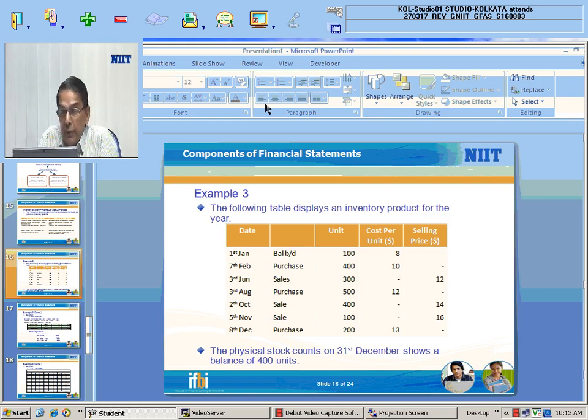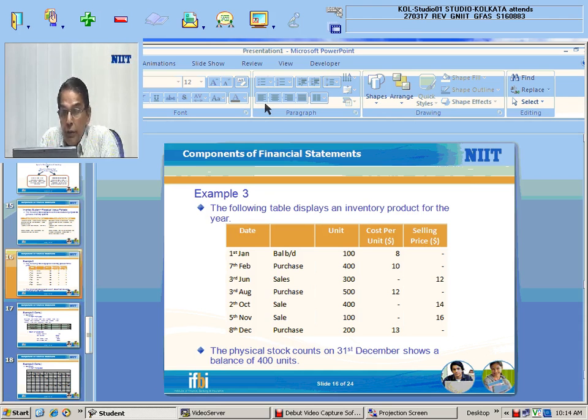400 plus 500 plus 200. On 7th of February, 400 units were purchased. 3rd of August, 500 units were purchased, and 8th of December, 200 units were purchased. So opening inventory 100 units plus purchase during the year 400 plus 500 plus 200. So 1100 units were purchased during the year and opening inventory was 100. So 1200 units total opening plus purchase.